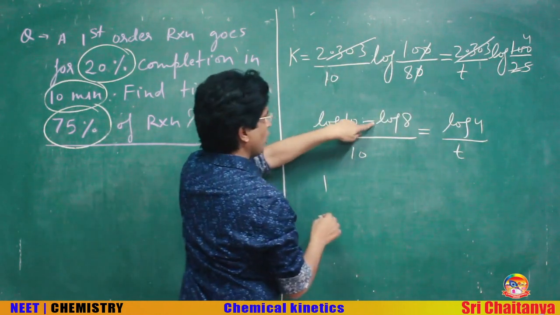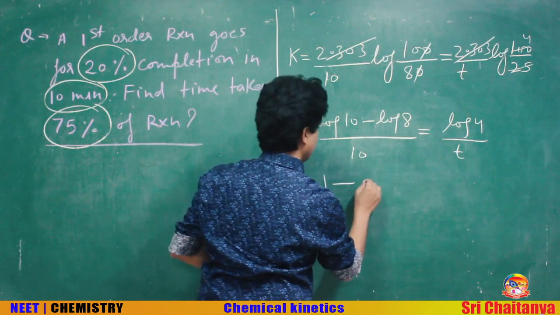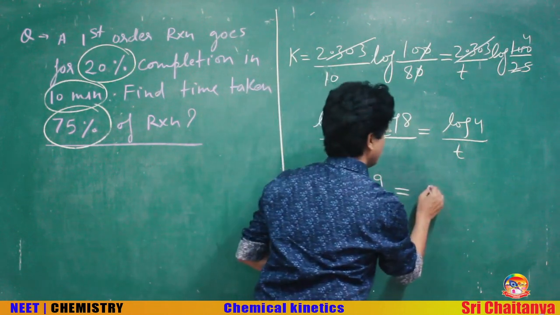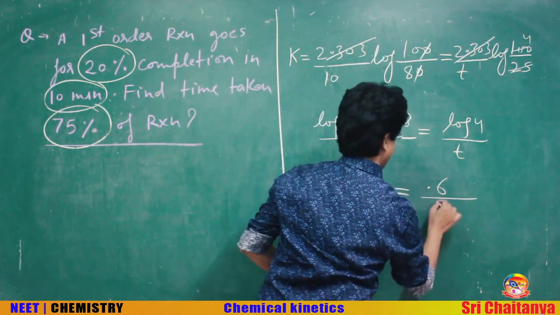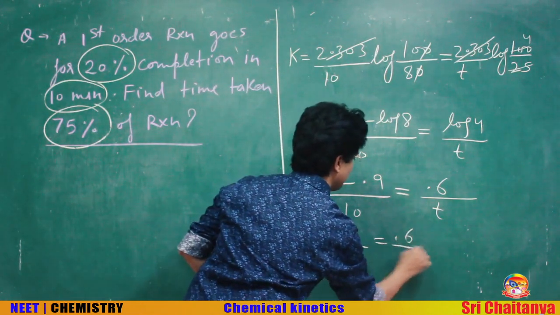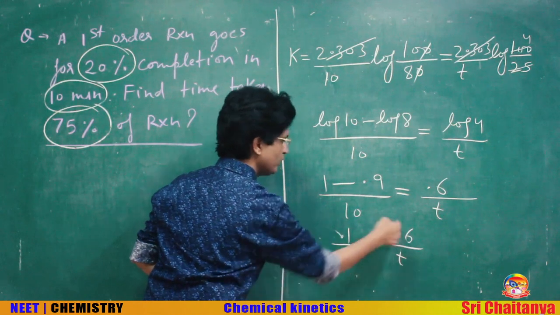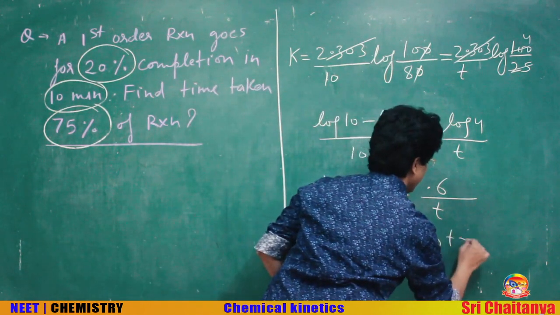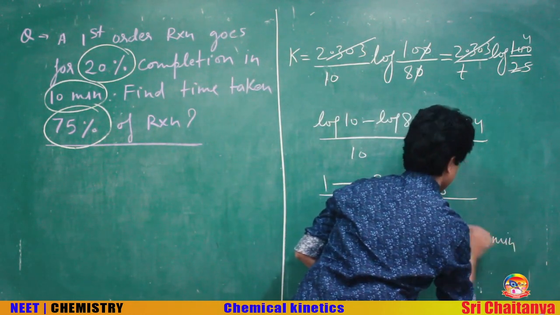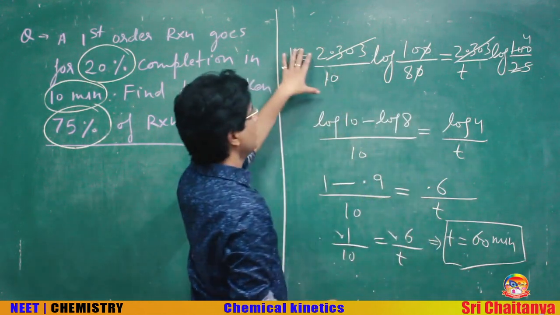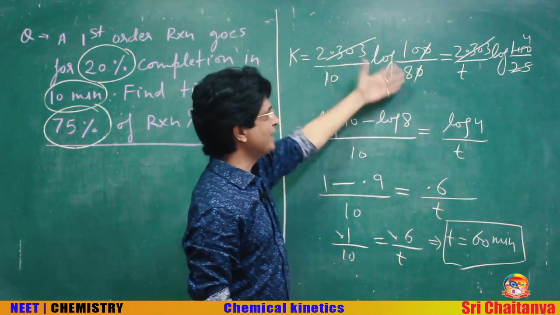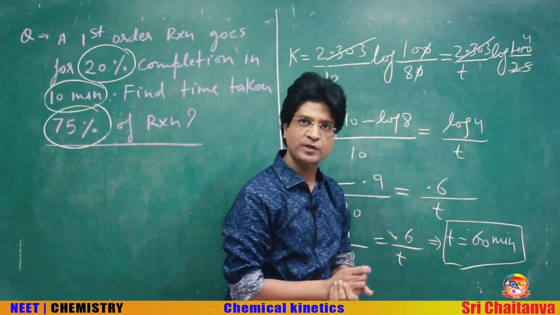Solve this. This is 1. Log of 8 is how much? 0.9 upon 10 should be equal to log of 4, which is how much? 0.6 upon time, which they are asking. Basically this will be 0.1 upon 10 should be equal to 0.6 upon t. You solve it, 10 into 6 will be 60. So the time required to complete 75% of the reaction will be 60 minutes. So the catch here is that K will not change for the single reaction. It will remain the same whether you are asking 20% completion of reaction or 75% completion of reaction.